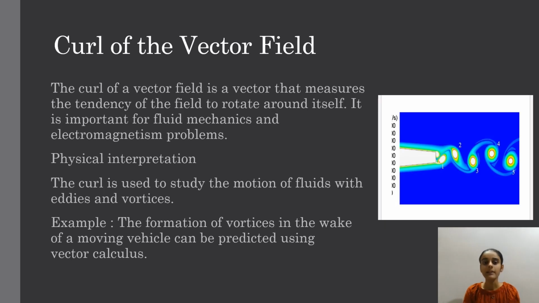Curl of the vector field. Curl of the vector field is a vector that measures the tendency of a field to rotate around itself. It is important for fluid mechanics and electromagnetism problems. Physical interpretation. The curl is used to study motion of fluids with eddies and vortices. Example, formation of vortices in the wake of a moving vehicle can be predicted using vector calculus.